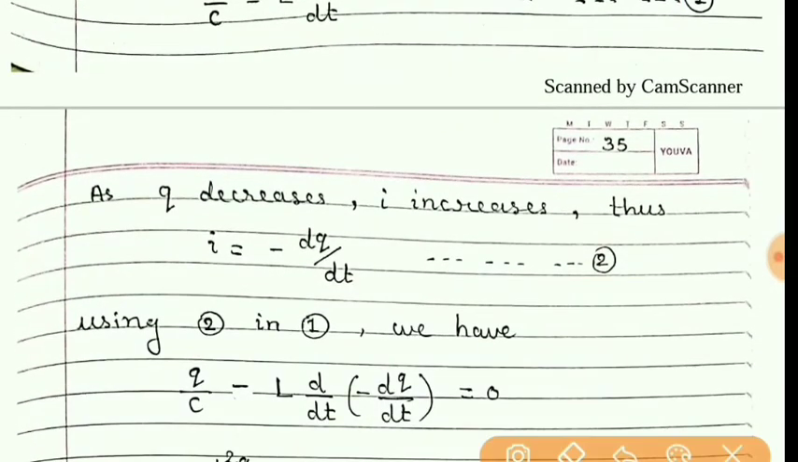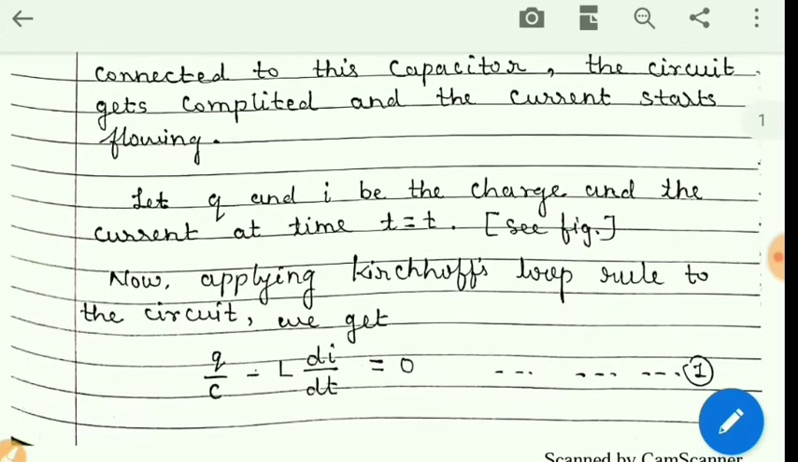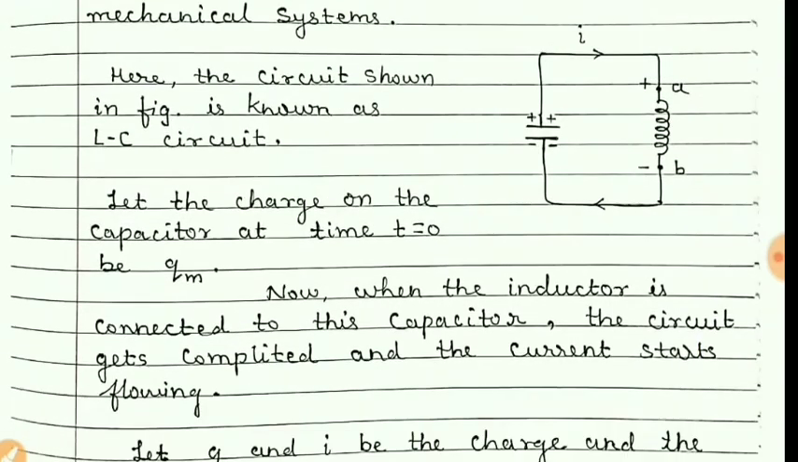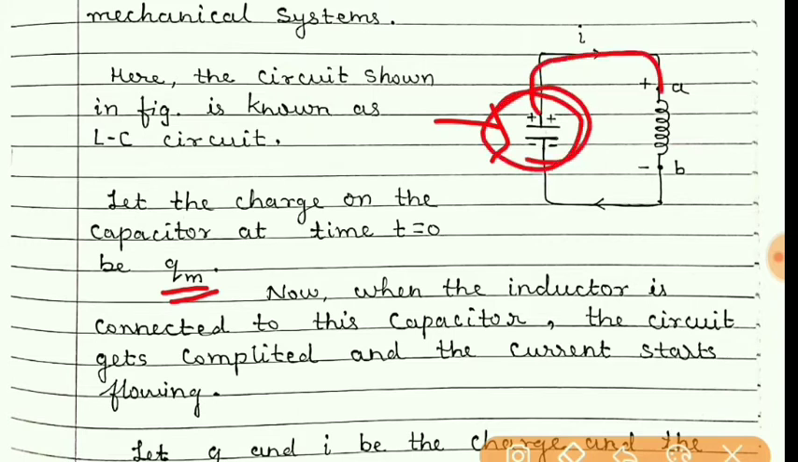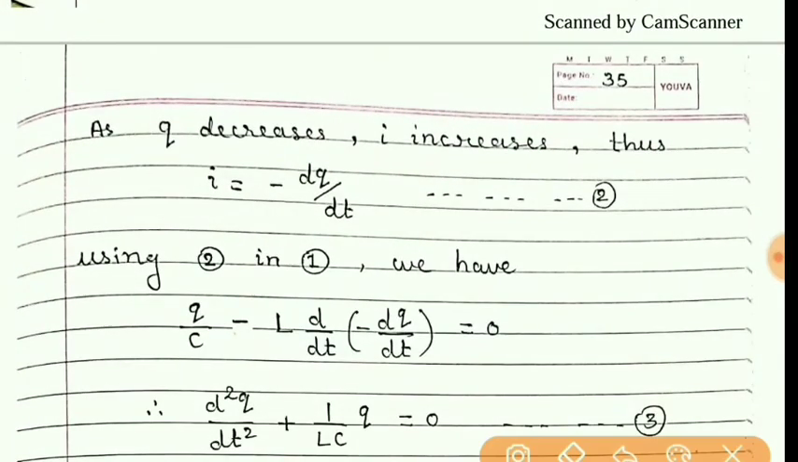Now students, we know that current I is equal to dq by dt. Here there is a negative sign. The negative sign indicates that Q decreases while I increases. There is a decrease of charge. That's why there is a negative sign, because initially the charge on the capacitor was maximum, but as the current increases, the charge on the capacitor goes on decreasing, and that's why current is taken negative.